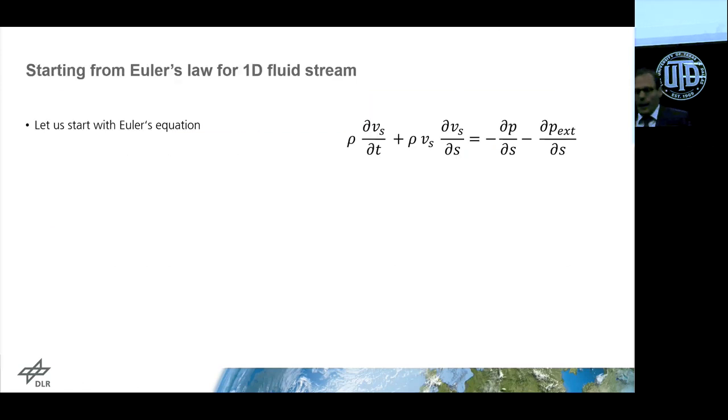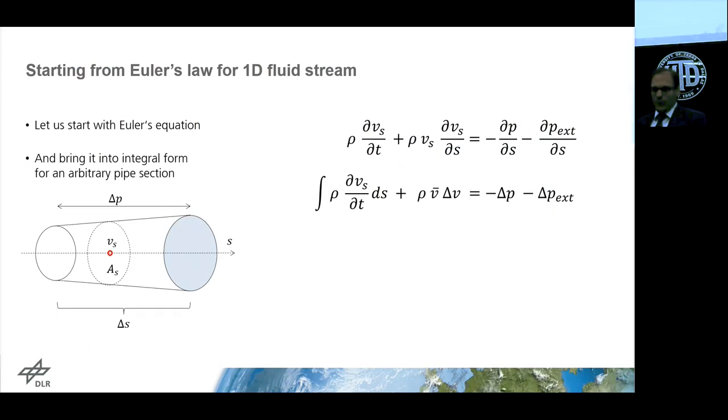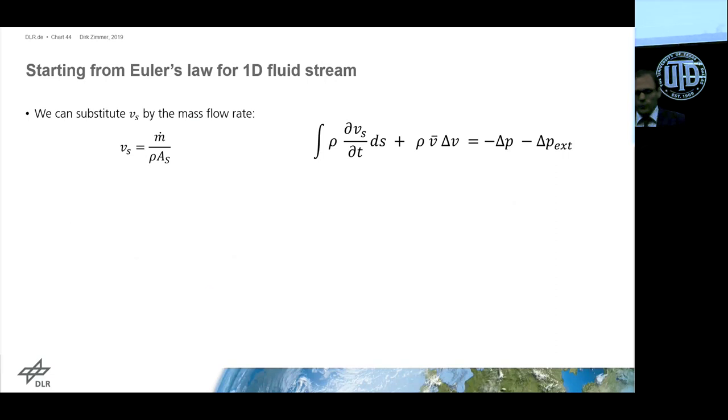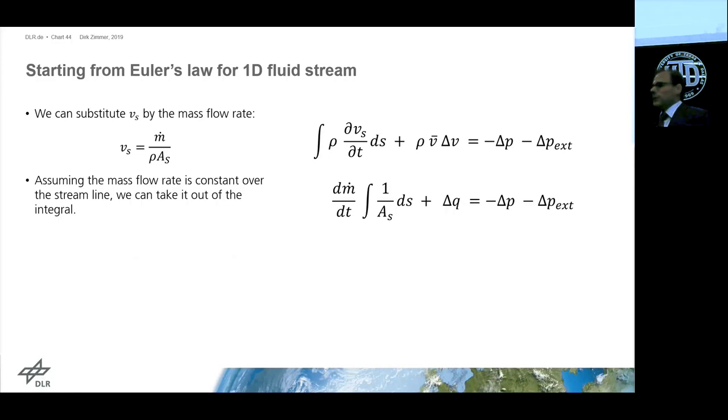Let me speed up a little bit. So we can start with the Euler equation. Okay, so this is simply, you have here the velocity of the particle, the other thing would be the dynamic pressure. This here is the natural pressure gradient, and the external might represent friction, gravity, whatever you like. We can bring that into integral form for an arbitrary pipe section. So you see, again, I assume equilibriums, a lot of idealizations already in this step. And then I can start to substitute in the first term the velocity with the mass flow. And then I get this nice formula here.